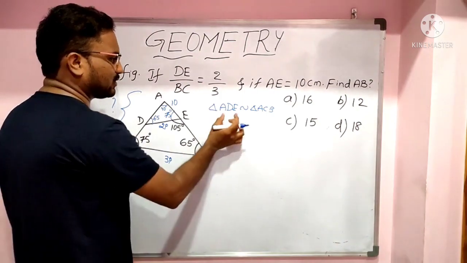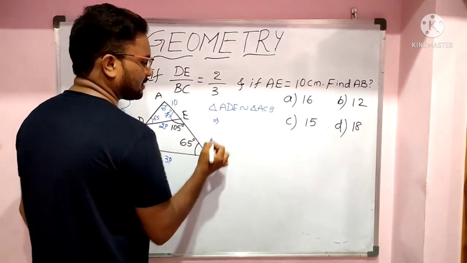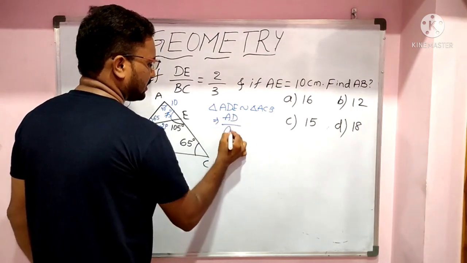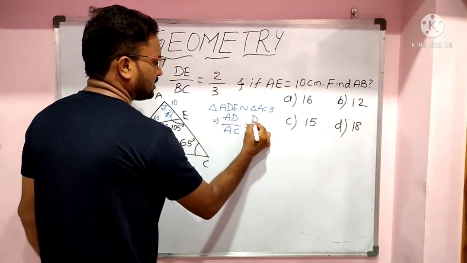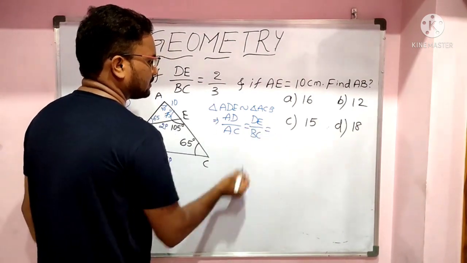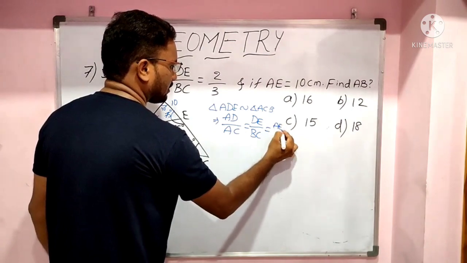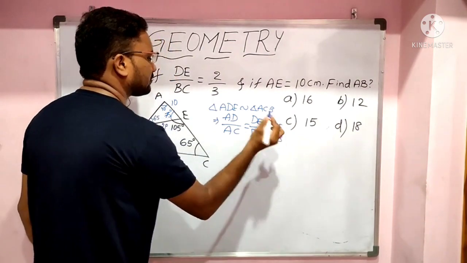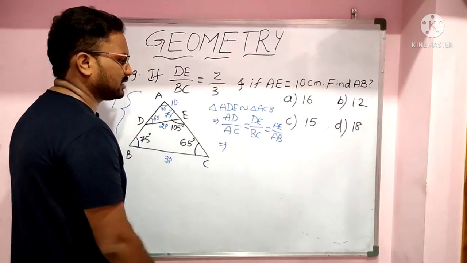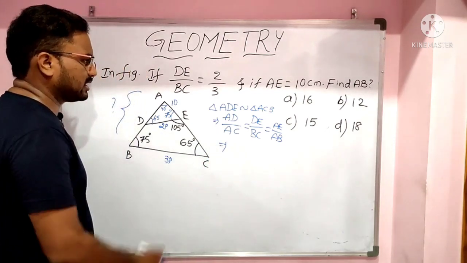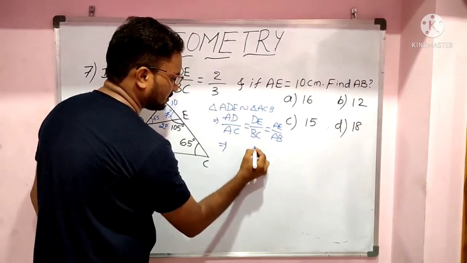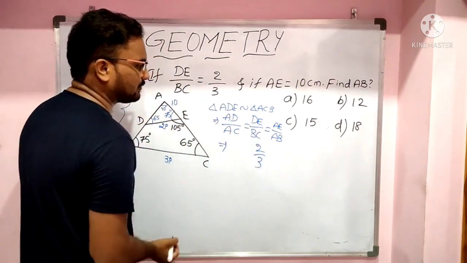If two triangles are similar, then the ratio of corresponding sides are equal. So AD by AC is equal to DE by BC is equal to AE by AB. The ratio of corresponding sides are equal. So here we have the DE by BC ratio, which is 2:3, so this ratio we have is 2/3. We need to find AB.